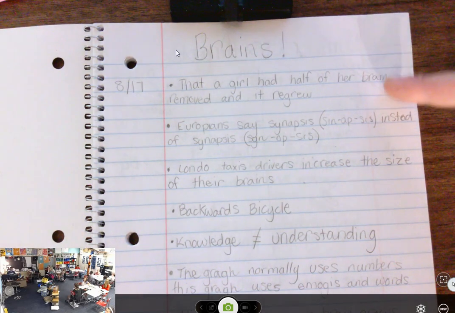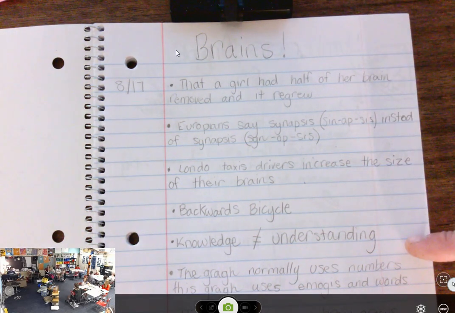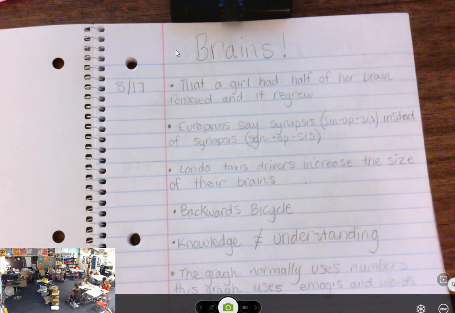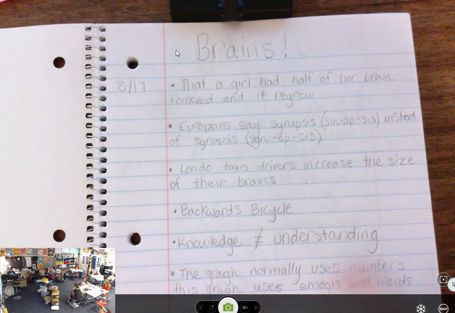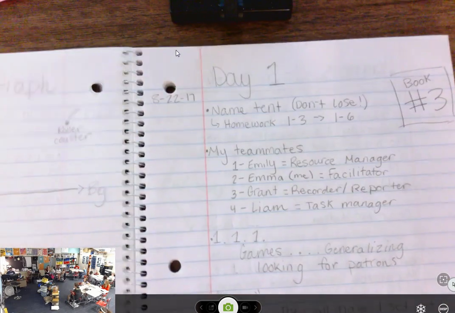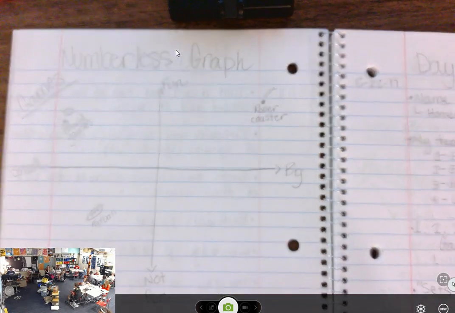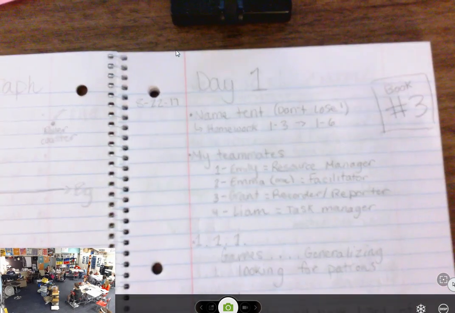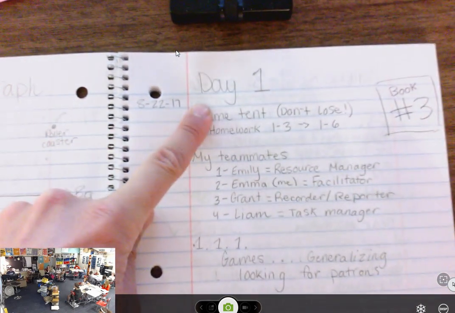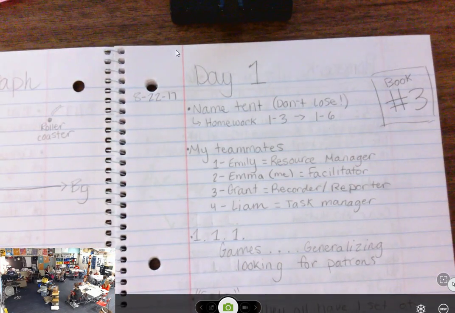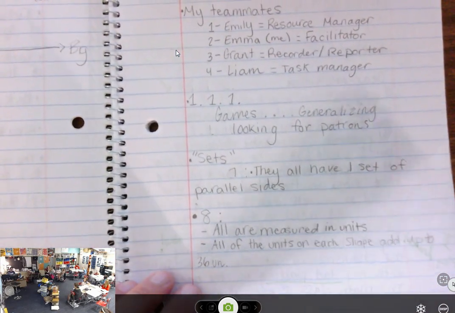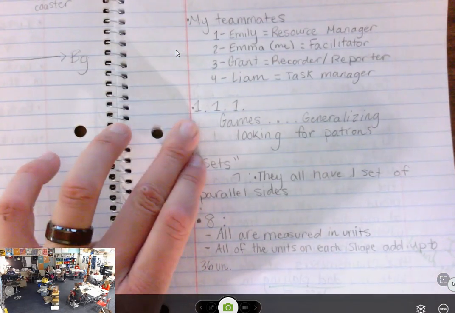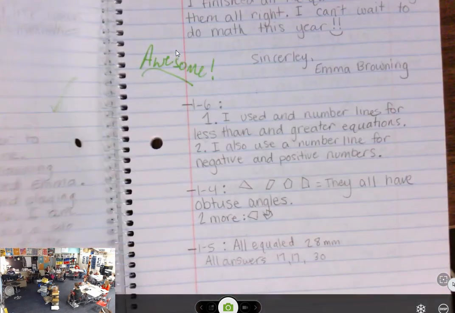Great notes on that thing about brains. A little bit of shorthanding and notes that I'll remember. A couple things that I specifically asked you to have. Then we had our numberless graph. And she's labeling not only the date, but also day one. We really called this day one of math class. So her book number, teammates, and then as we go, and I wish this would show the whole thing at the same time, she's really doing a great job. Here's her lesson number, 1.1.1.